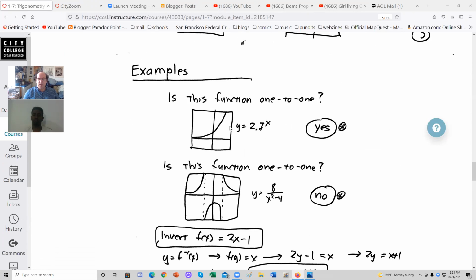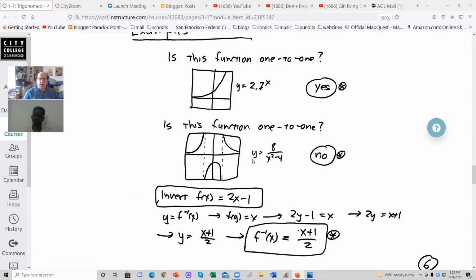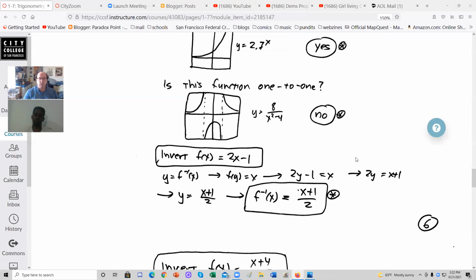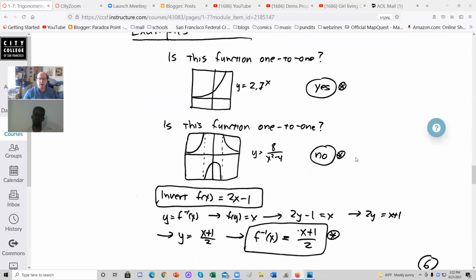So for example, is this function 1-to-1? y equals 2.7 to the x? The answer is yes. Any horizontal line meets it once. Its inverse, incidentally, will be called a logarithm. Is this function 1-to-1? y equals 8 over x squared minus 4. Well, clearly not. This horizontal line meets it twice. This one meets it twice. So no, it's not 1-to-1. And if you wanted to invert it, you'd wind up with several functions. Maybe inverting this and inverting this.